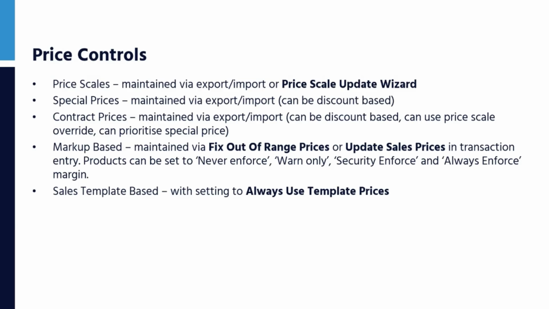You can also have markup-based prices, which allow you to maintain your prices within certain margin ranges. And you also have individual controls on those items as well. You can say you never want to enforce a margin, though then why bother setting up the margin controls in the first place? Or you can warn only, or security enforce. So there's a security right that allows, say, a manager to sell something outside of the bounds of the margin, but if someone else tries to do it, they won't be able to. And then there's always enforce, which clips the wings of the manager as well. They're not able to sell something outside of your margin constraints.